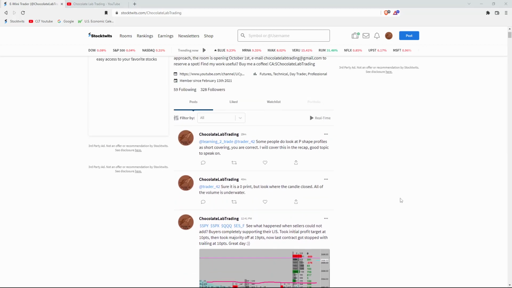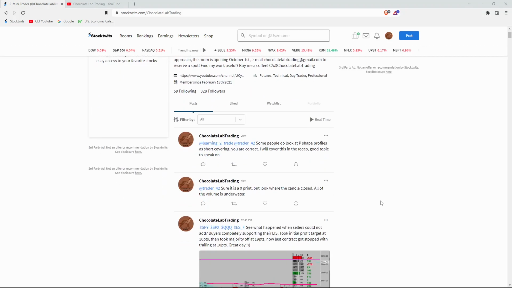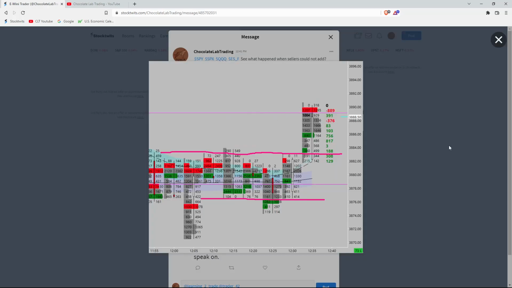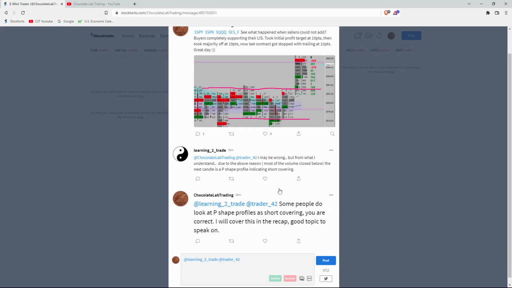I believe that was everything. Yes. Oh, one more thing. So, I said, see what happened when sellers could not add, meaning over here. When the buyers did add, sellers then had to add here, and they didn't. Someone said, I may be wrong, but from what I understand, due to the above reason, this candle here closing above most of the volume, the next candle is P-shape, is indicating short covering.